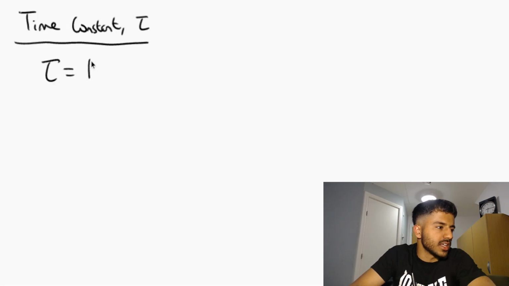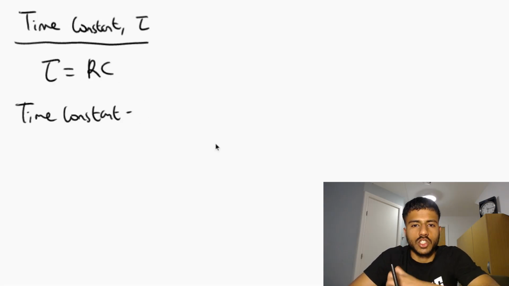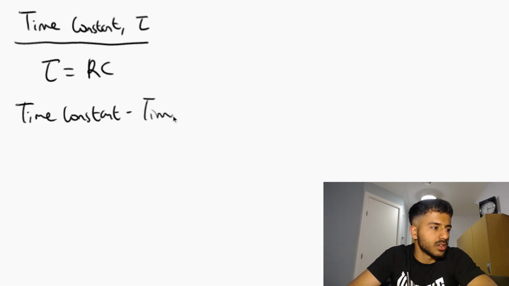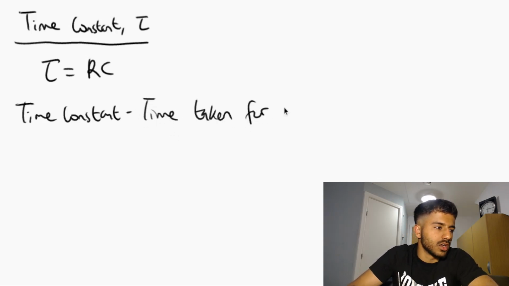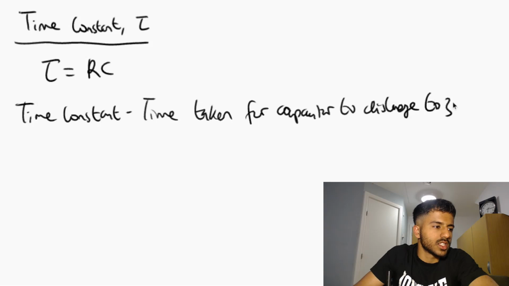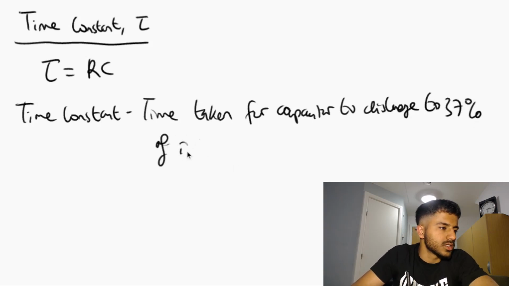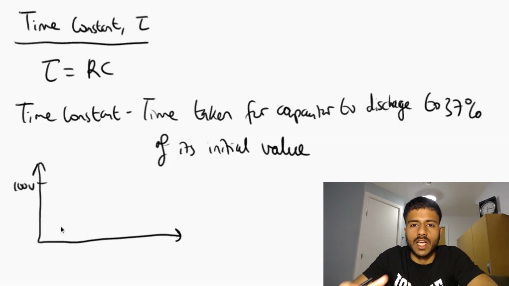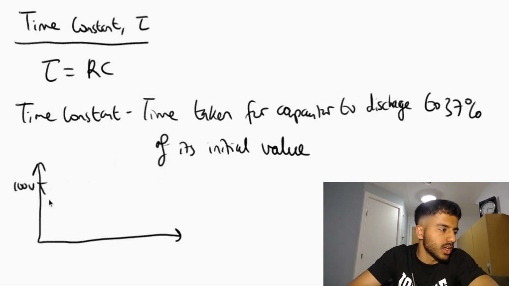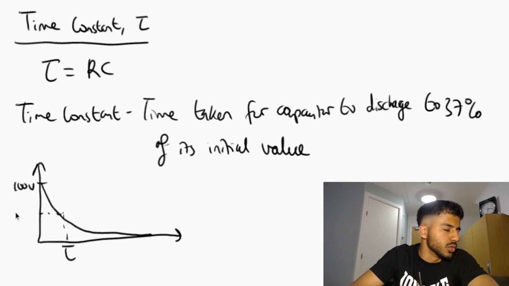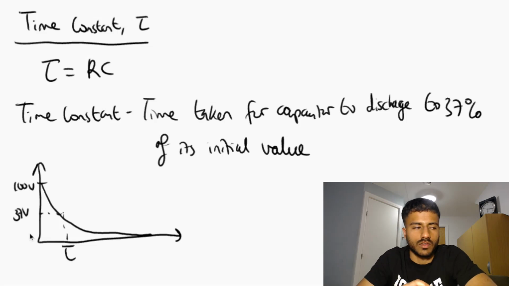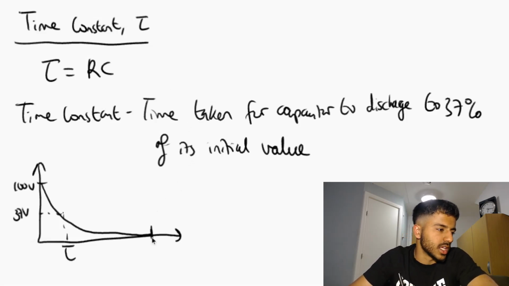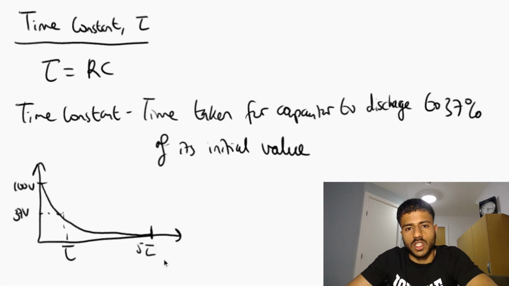And your time constant is again equal to RC. But your definition in terms of discharging is that your time constant is the time taken for your capacitor to discharge to 37% of its initial value. So let's say your capacitor was initially at 100 volts and you discharged it. As you know, the graph would look something like this. After one time constant, you would see that the voltage reading across the capacitor is 37 volts. And again, you can say that after 5 time constants, the capacitor has completely discharged.